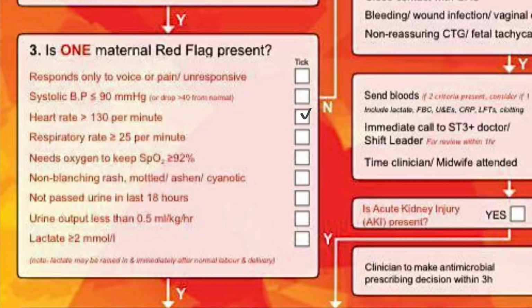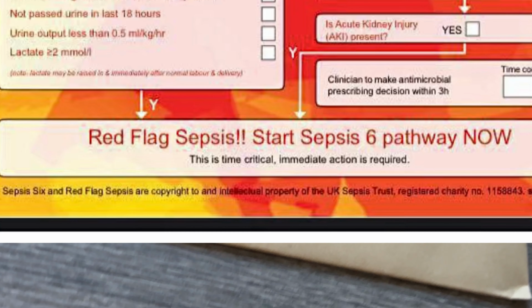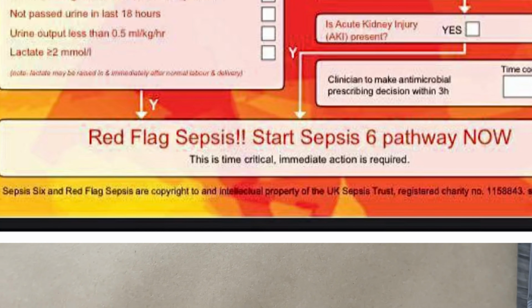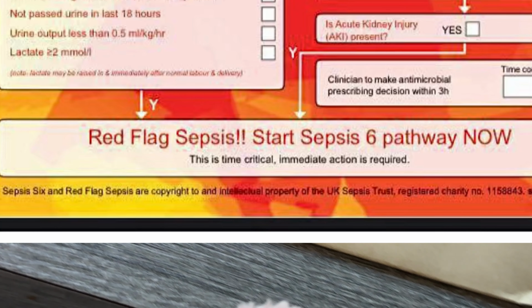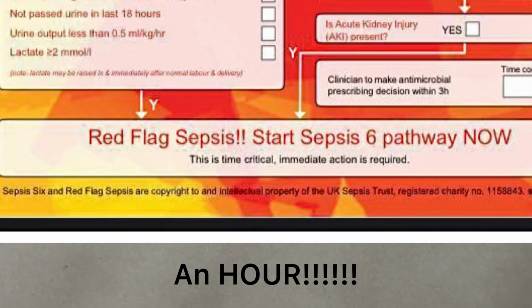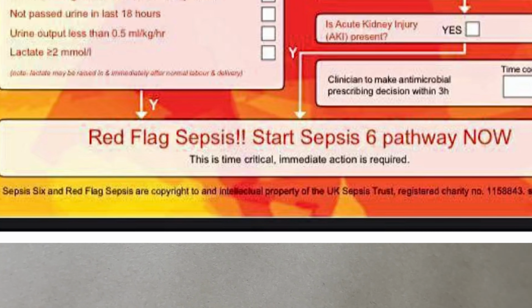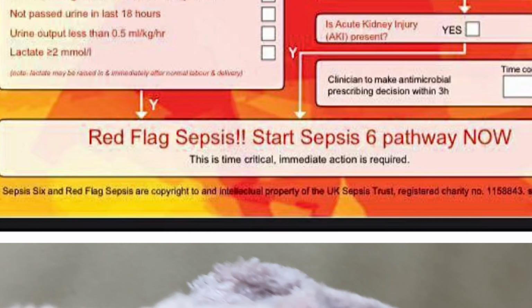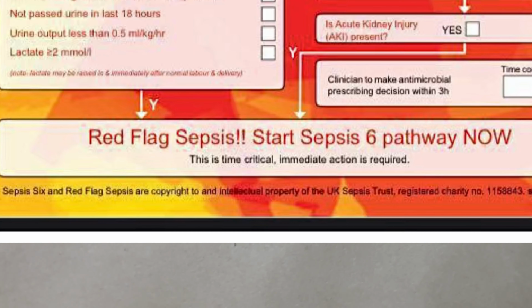You just move along. Now we ticked for maternal pulse. So definitely we are moving along our Y. And what does it say? It says red flag sepsis. Start sepsis pathway now. And this is time critical. Immediate action is required. Sepsis 6 needs to be done within an hour. And what are the things that go into our sepsis 6? We will talk about it and how to hand over this information to the examiner.